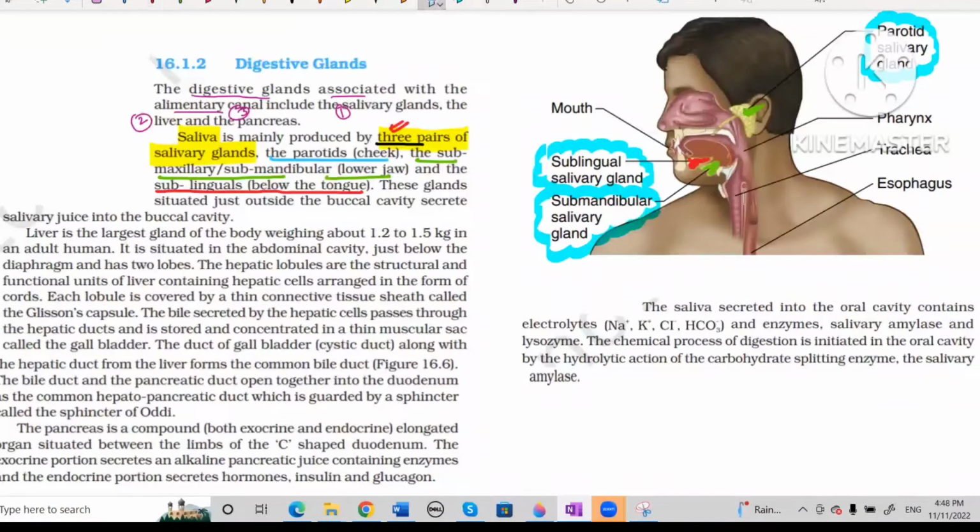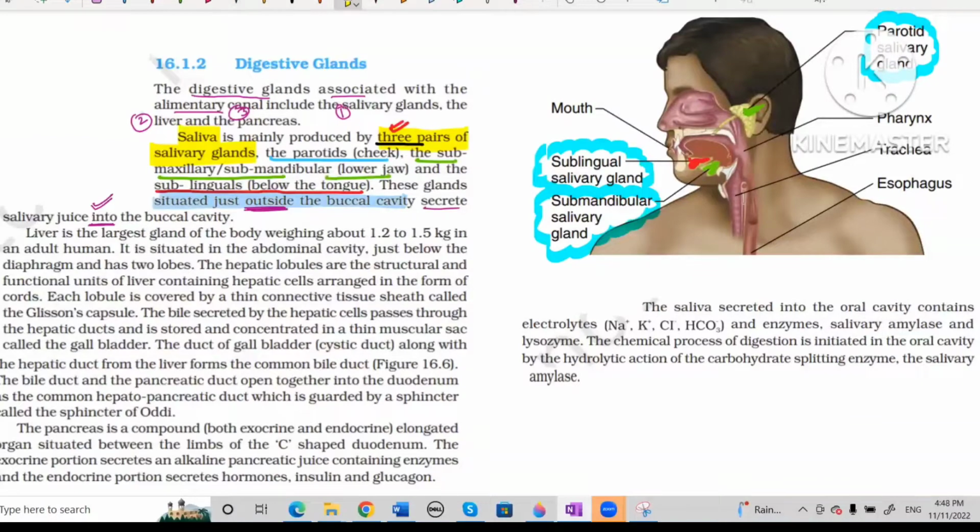Now, very important question. They are situated just outside the buccal cavity. Students get confused, and here is the question area. They frame it as inside the buccal cavity. Please remember, it is just located outside the buccal cavity. But they are pouring their secretion into the buccal cavity with the help of the duct. Clear?